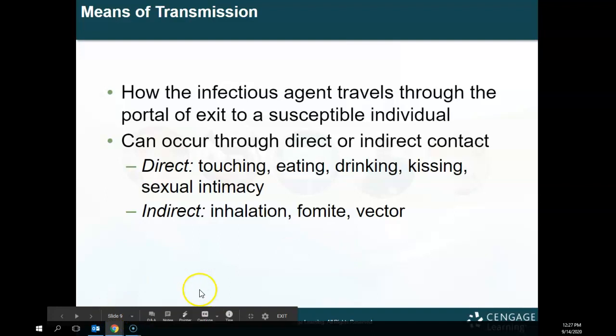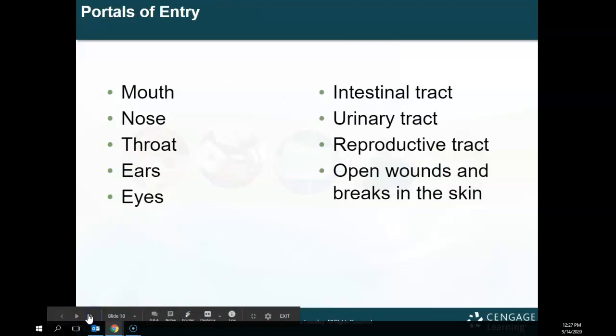A vector, we'll learn more about vectors later on, but a vector is like a bug, like a flea or a tick that lands on an animal or lands on a person and then bites them and infects them with the disease that they're carrying. We'll talk more about that later.